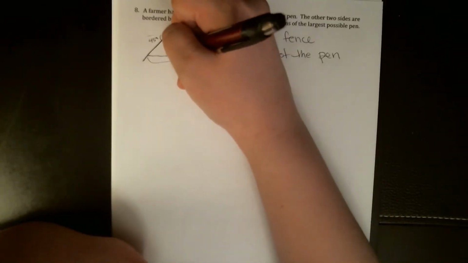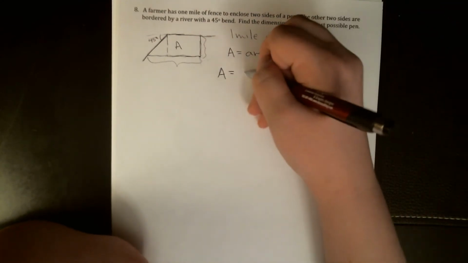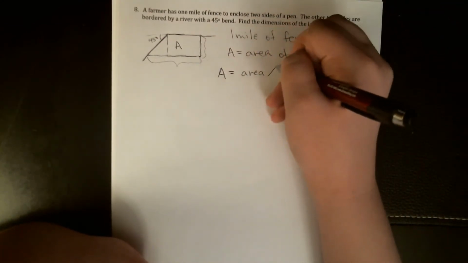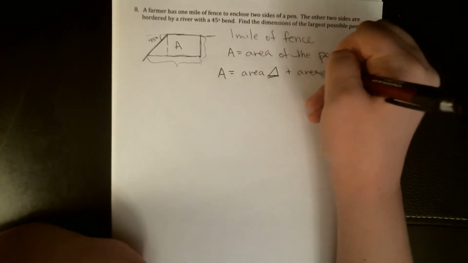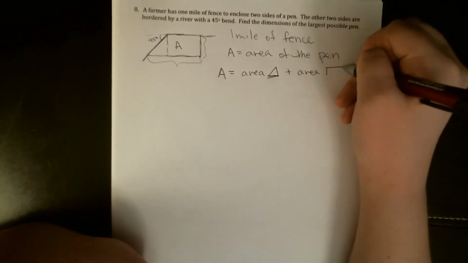Okay, so this is a trapezoid, and if you have formulas for areas of a trapezoid memorized, you can use them. What I would do is just split this up into a triangle and a rectangle and say this is the area of the little triangle plus the area of the rectangle.